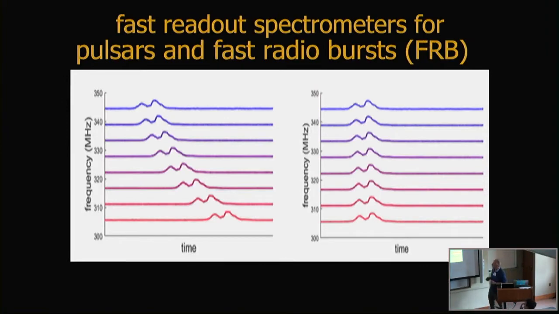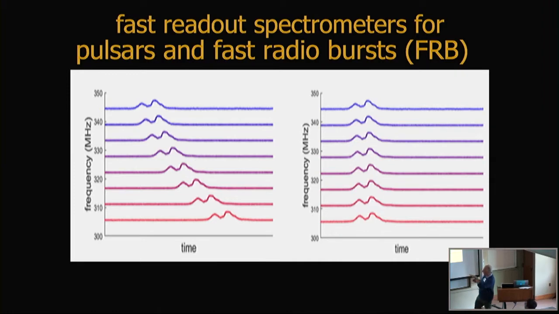If you have a fast readout spectrometer, that means you get a spectrum every millisecond or something like that. Then you can look at time variable things like pulsars and fast radio bursts. So this is from a FRB or a pulsar. This is one spectrum. Oh, I'm sorry, I got this backwards.